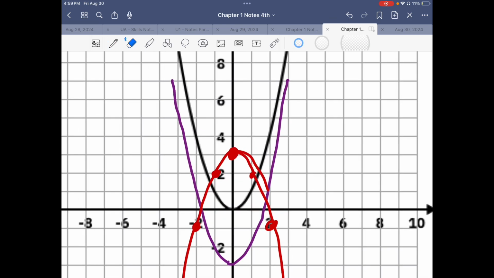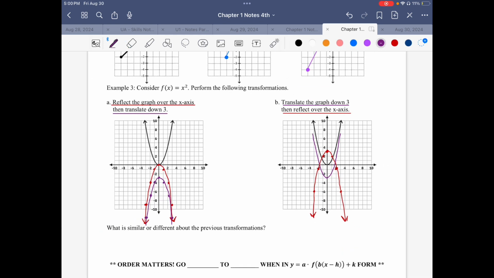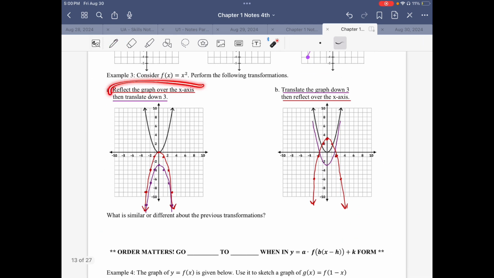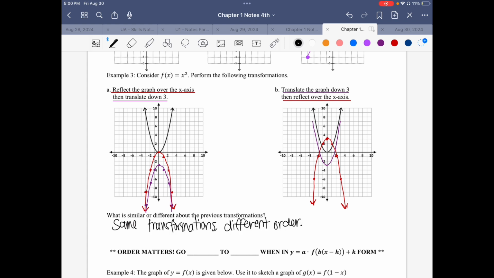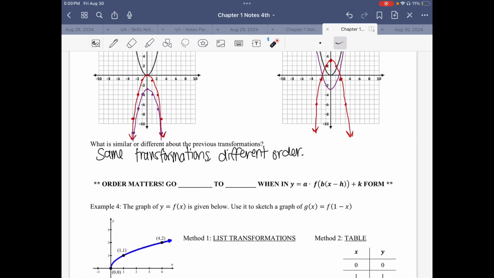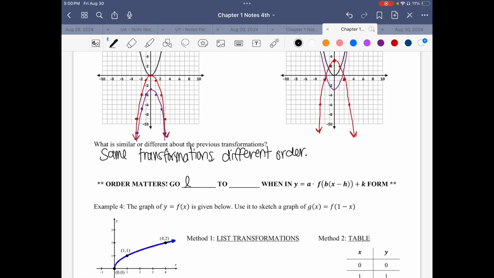Now, hopefully you guys noticed that these transformations were identical transformations. However, the order matters. When we use the different order, we do get an end result that is not the same. The end result here is the red one. The end result here is the purple one. They are not the same graph. Order absolutely does matter. The general rule would be that you go from left to right.